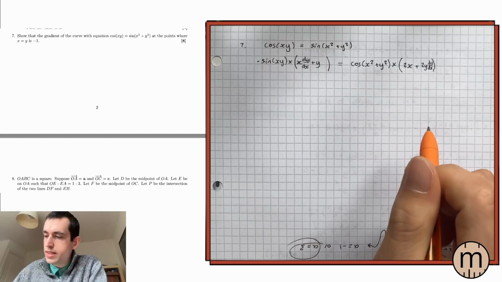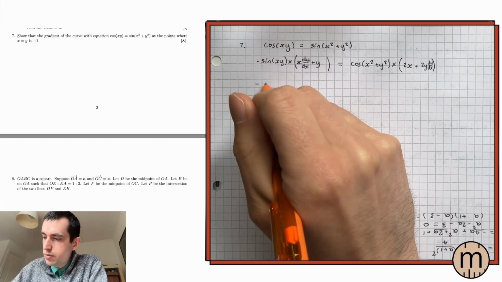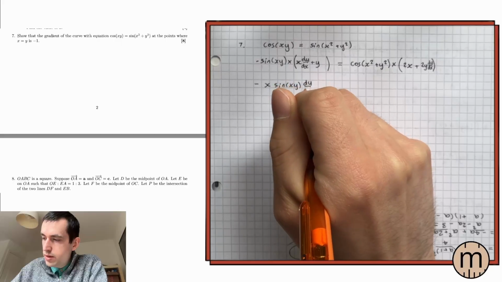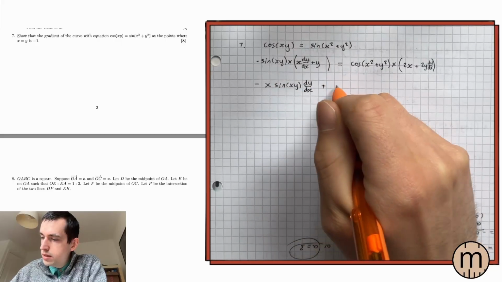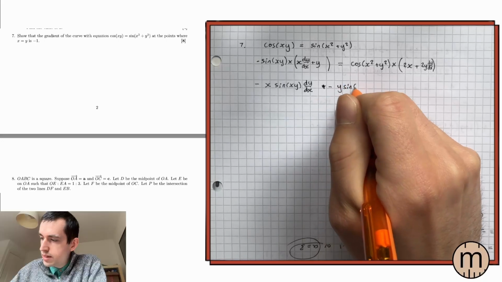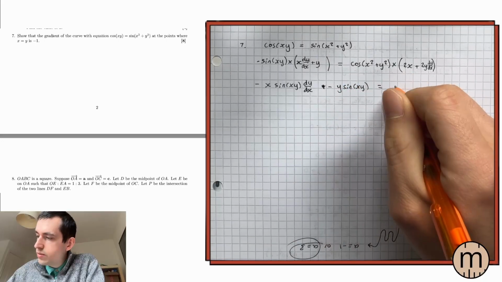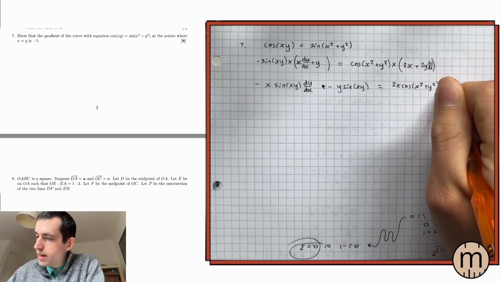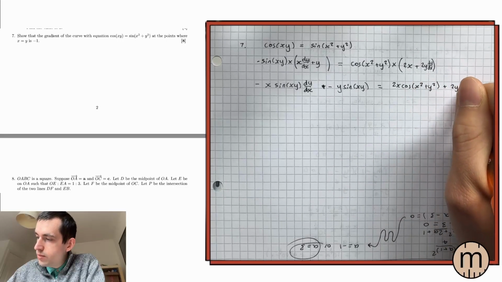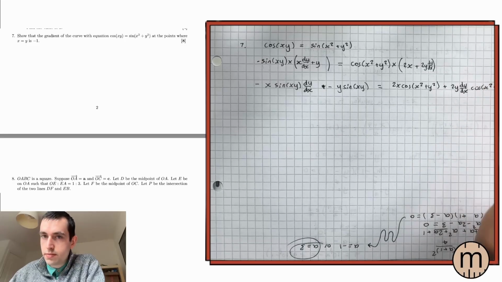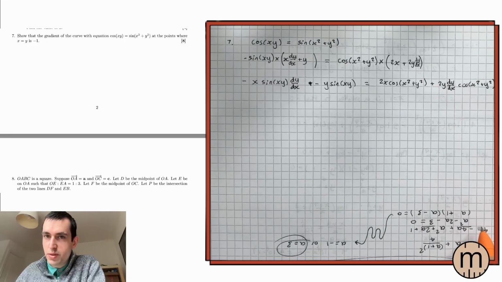Let's get all the dy dx's together. So we've got minus x sine xy dy dx plus, minus y sine xy. And then on the other hand, we're going to have 2x cos x squared plus y squared, and we're going to have 2y dy dx cos x squared plus y squared, which is just about visible on the screen now.